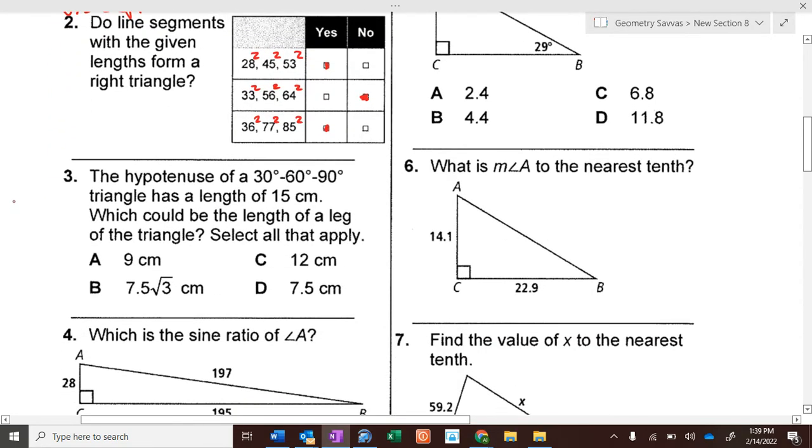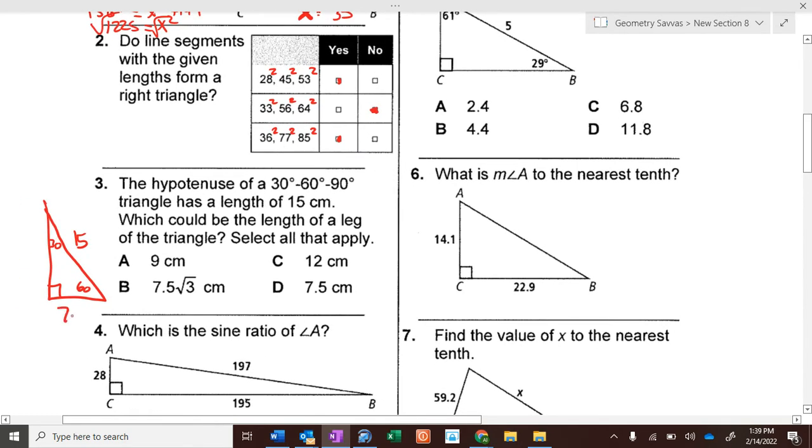All right. You draw out a triangle. That's 30, 60, 90. You make the hypotenuse 15. What's half of 15? 7.5. So the short leg is 7.5. So then you multiply by square root of 3 to get the long leg. So this is 7.5 square root of 3. Select all that apply means there's going to be two answers. Okay? So it's 7.5 and 7.5 square root of 3.